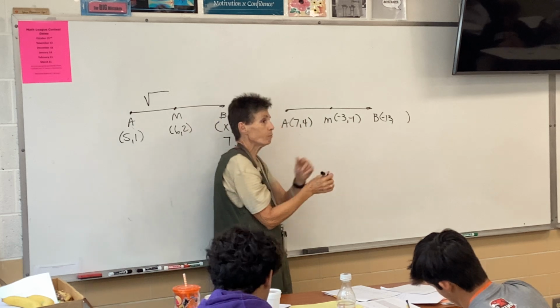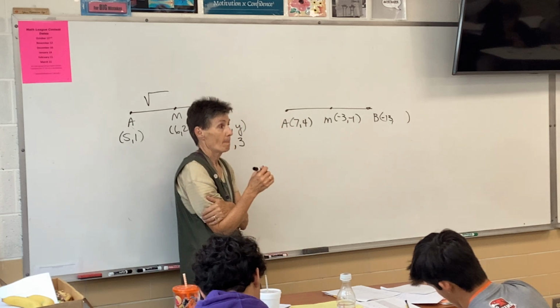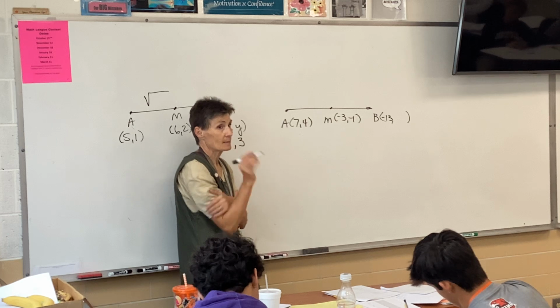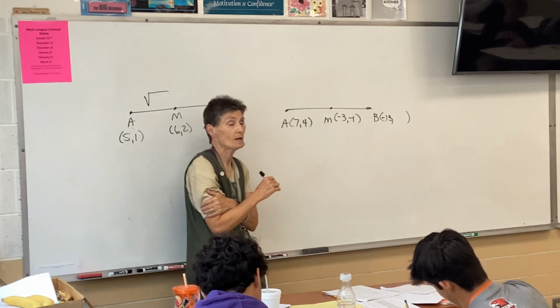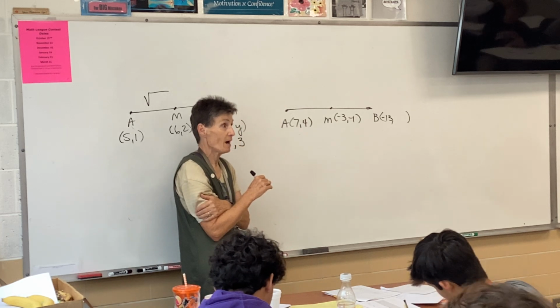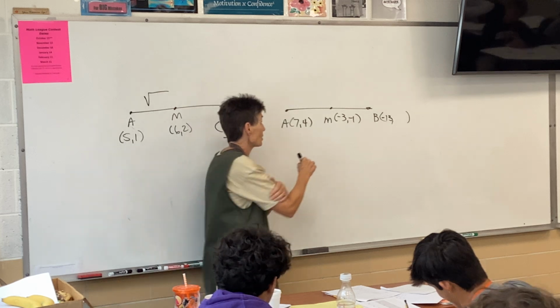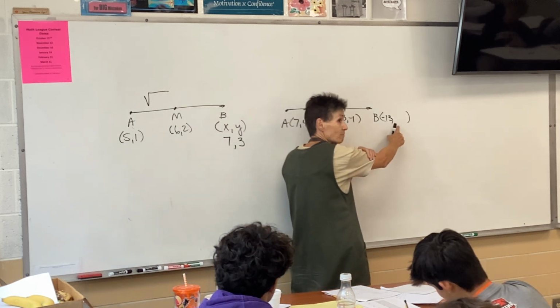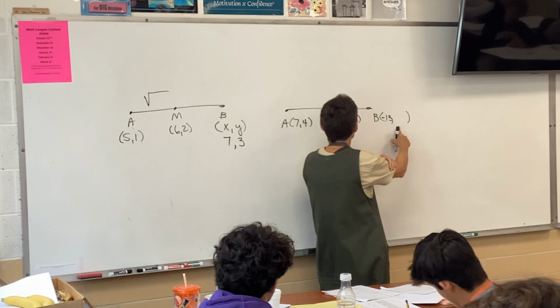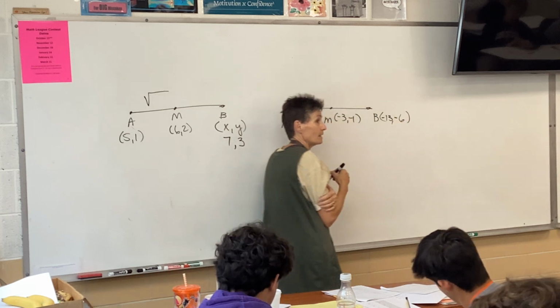4 to -1. Think of the number line. 4 to -1 would be -5. So now I gotta go -5 more, which is gonna put me at -6.